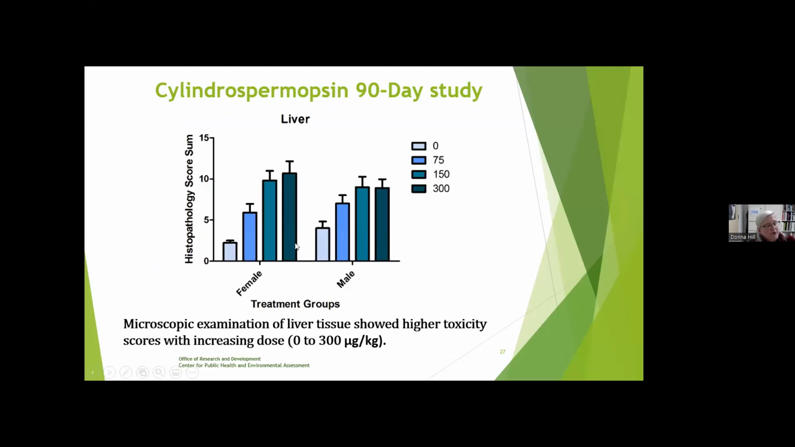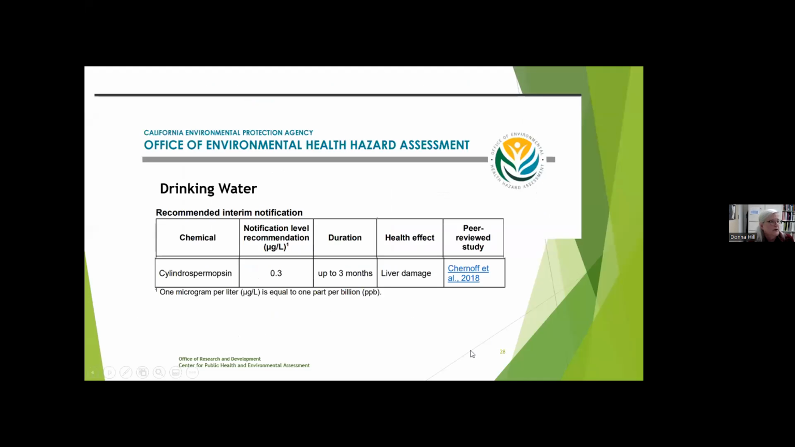So this is just one of the graphs I used as an example. These are the histopathology scores for the liver. We have female and male, and then these three bars are for the dose groups. And they all had adverse effects. So California's EPA has used this study as an interim notification level for drinking water for cylindrospermopsin for up to 3 months exposure due to liver damage.